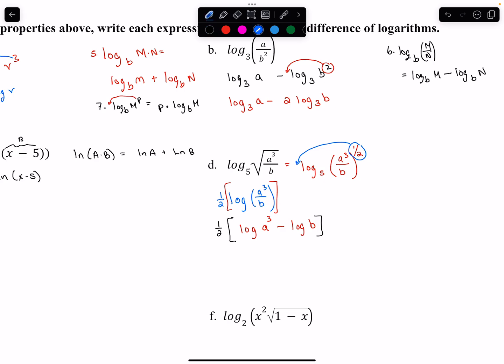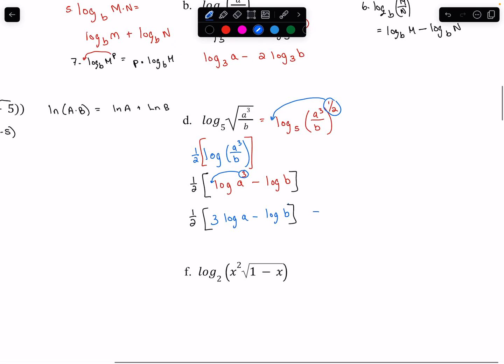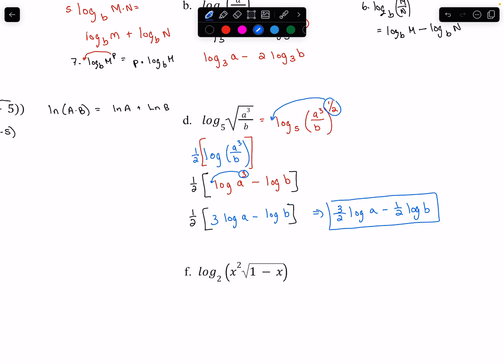And then one more property here. So I'm going to take that 3 as an exponent, and I'm going to put it in front of here. So I got my 1/2 to start with. And then this is going to be 3 log of a minus log of b. And you can leave it like this, or you could take one more step here and just distribute the 1/2. So you'll have 3/2 times log of a minus 1/2 times the log of b. So both are suitable answers.